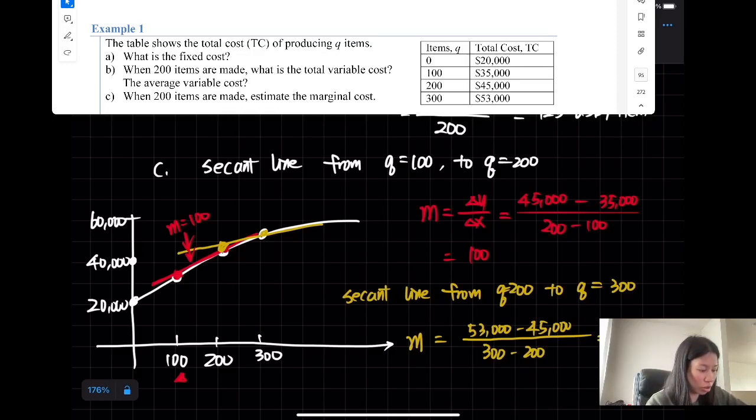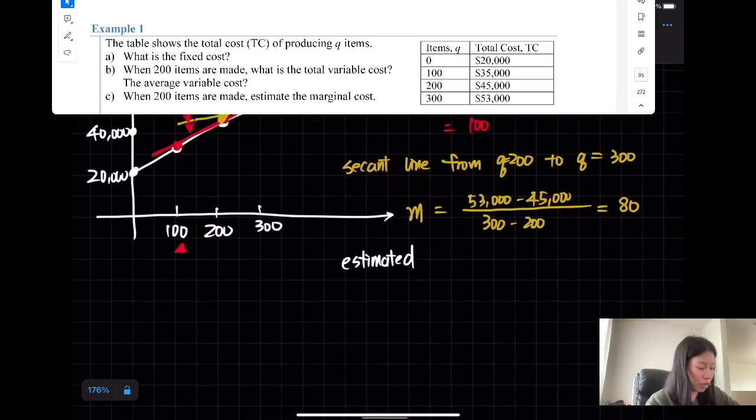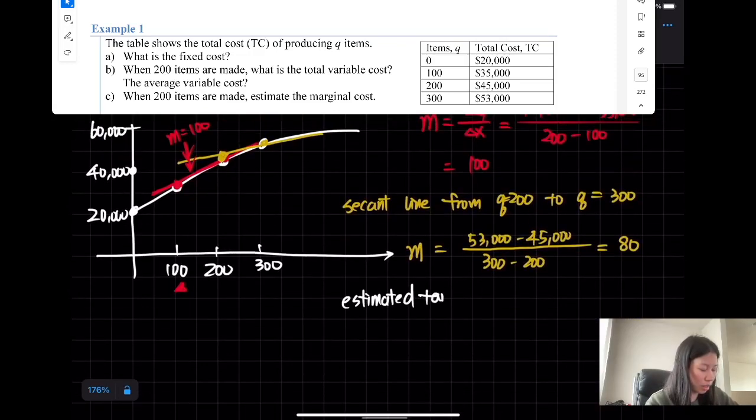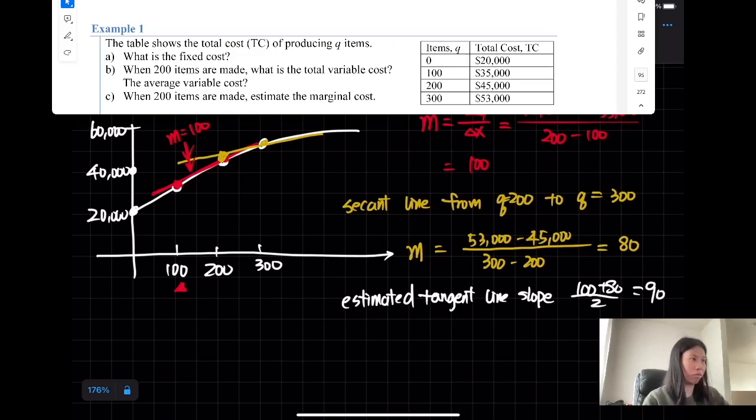Well, the estimate of the tangent line slope should be 100 and 80 divided by 2, which is 90. So this tells us that after 200 items have been made, it will cost about $90 to make one more item.